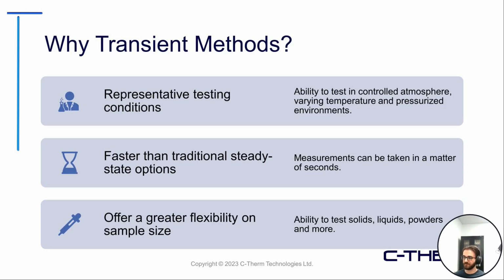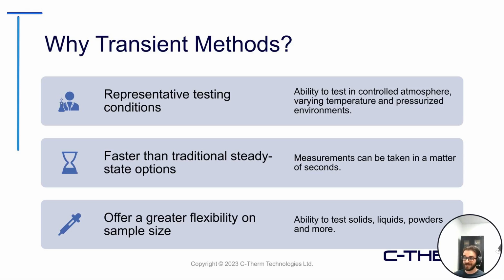But why do we focus on transient-based methods here? Typically, at a very high level, there are three main points that we like to highlight. One, they lend themselves quite well to representative testing conditions. So all the sensors, some more than others, provide you with an ability to test under different conditions. I mentioned earlier things like the temperature, the pressure, saturation. These types of things can affect your results, and having a test method that can lend itself to being present in those different environments can really be quite useful.